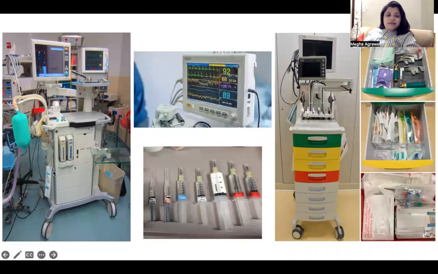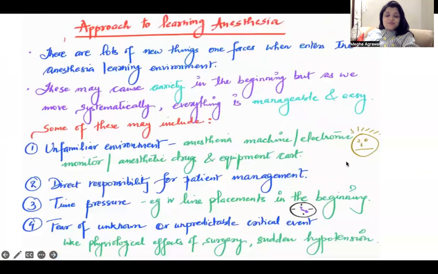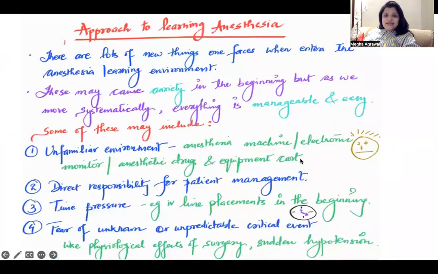This is the big anesthesia machine, the monitors, which are always beeping and producing some alarm or the other, and a lot of drugs you'll see on the drug tray, which you will be reading with time, and the equipment cart, a lot of new instruments you'll be seeing. So all these can cause anxiety and you can have some tension in the beginning. But if you already know what you're going to face, it'll be a very smooth run. You'll find everything very interesting and very exciting. So yes, an unfamiliar environment is something which you'll be seeing.